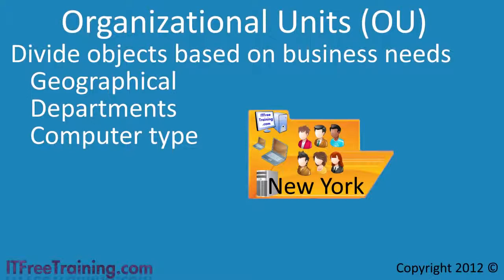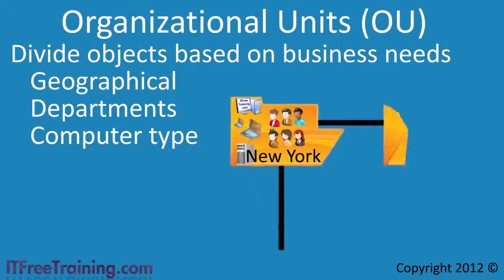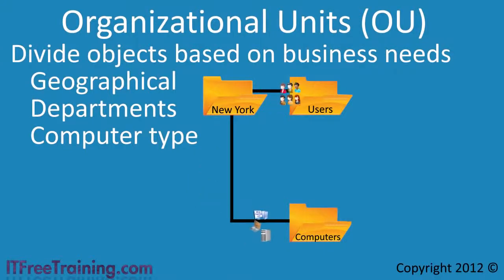OUs are like folders on a hard disk. On a hard disk, you would create new directories to organize files. Like the directories on a hard disk, OUs form the containers that allow Active Directory objects to be organized. In this case, I will create two new OUs under New York called Users and Computers. This is one way to separate objects in Active Directory.